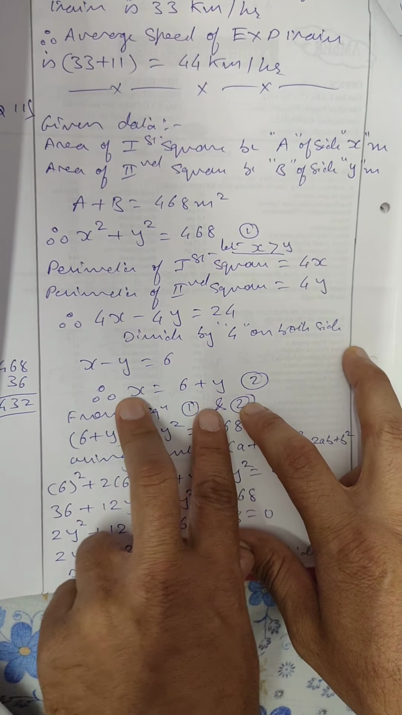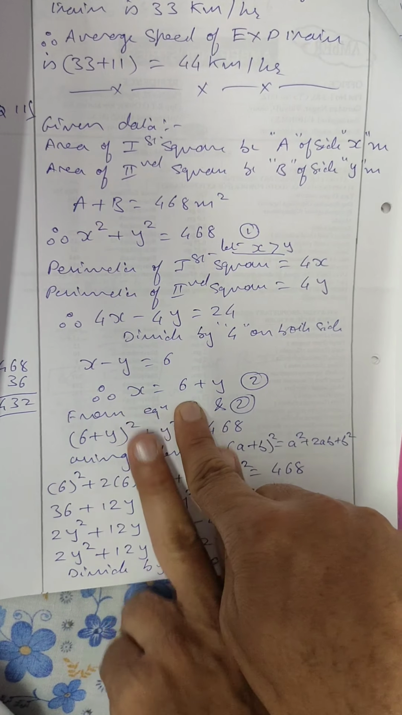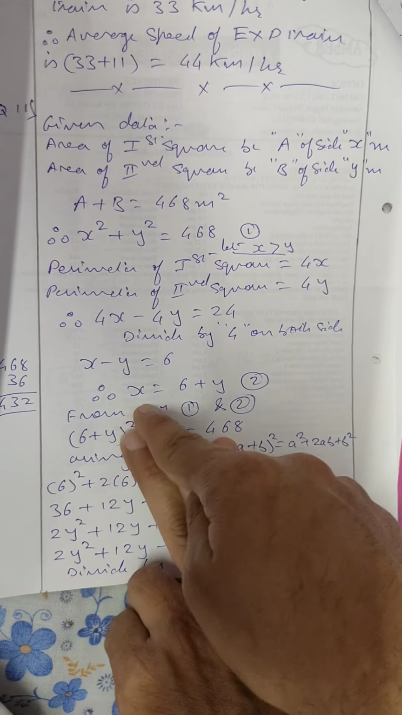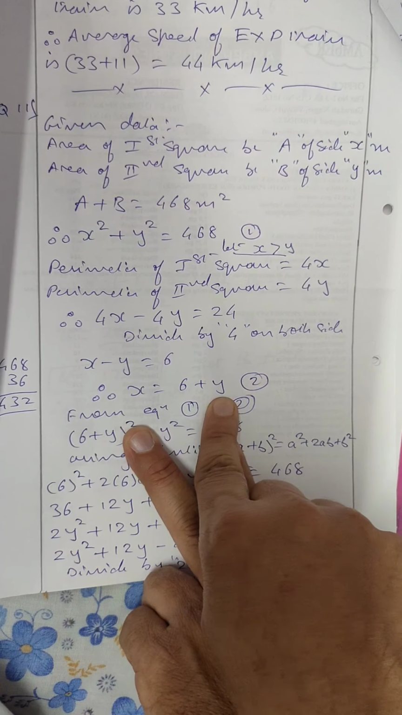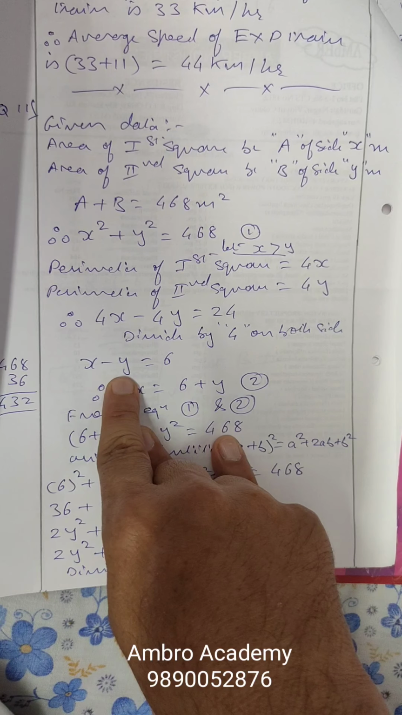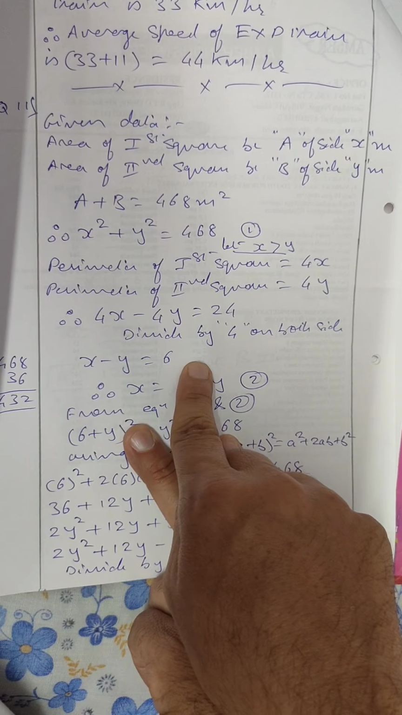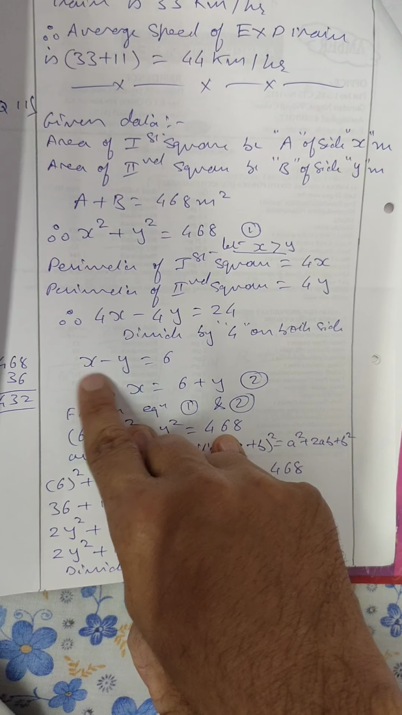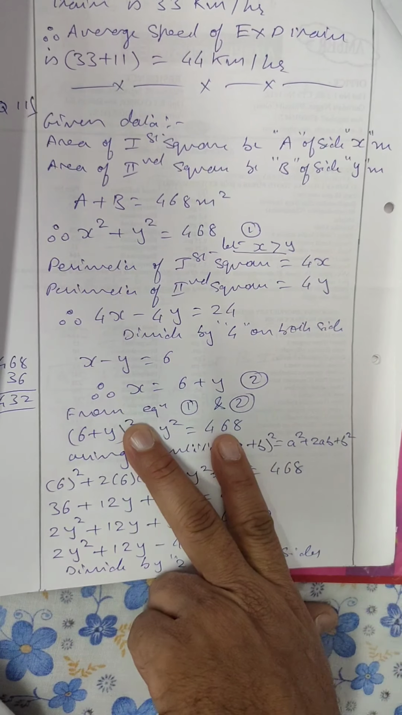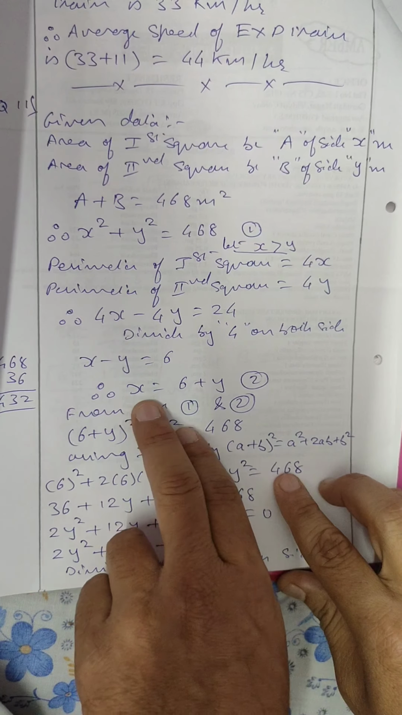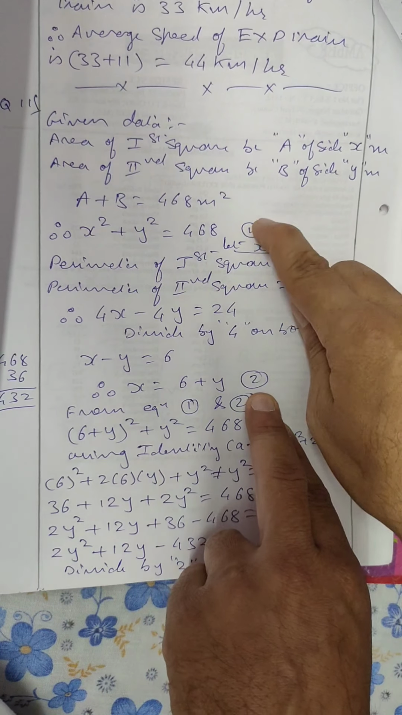Here we need to put this equation in either of the terms, either in x or y. I have put it in x because it is easy to move minus y to the right hand side where it becomes plus. If we want it in x, then we move minus y to the right hand side and 6 to the left hand side. So it becomes x minus 6 is equal to y. Is that clear? So here x is equal to 6 plus y. This is equation 2 and this is equation 1.